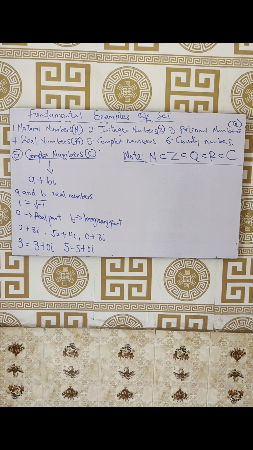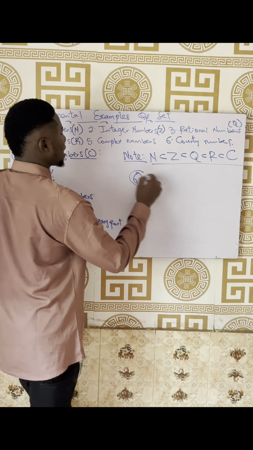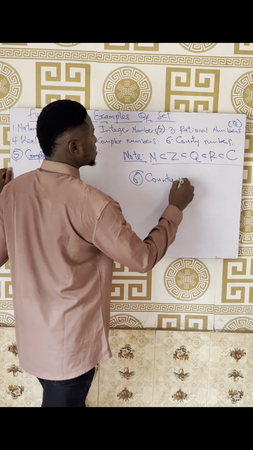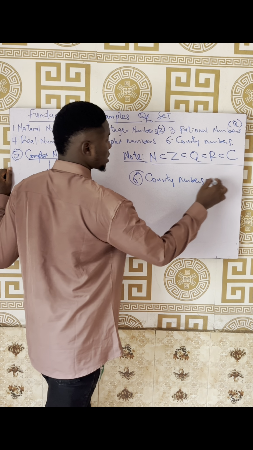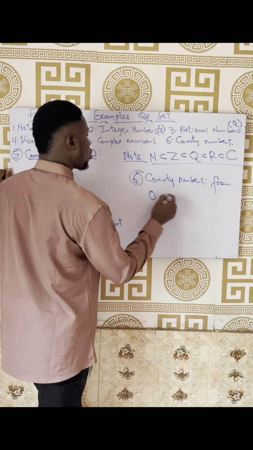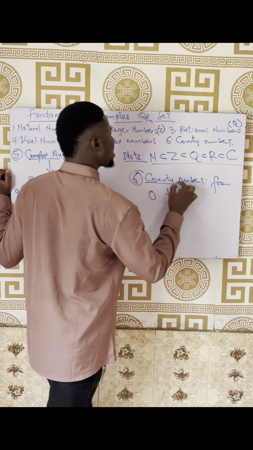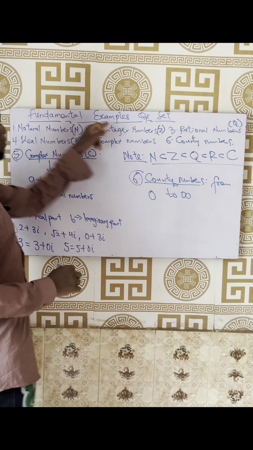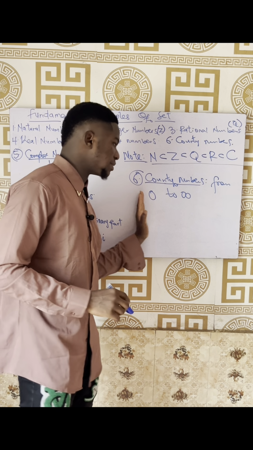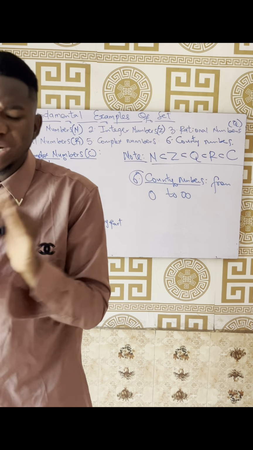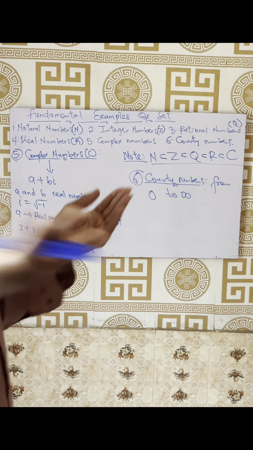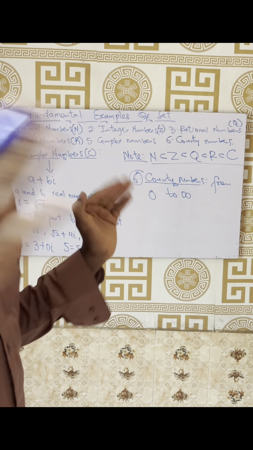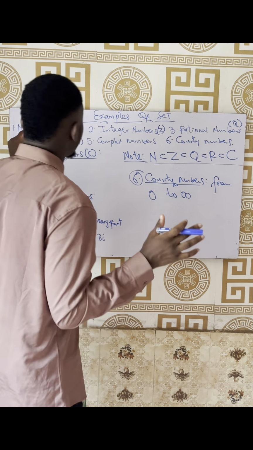What are counting numbers? Now let's talk about counting numbers. Counting numbers are numbers that start from 0 to infinity. Now you will be wondering what the major difference is between counting numbers and natural numbers. Natural numbers start from 1 to infinity, while counting numbers start from 0 to infinity. So the difference between natural numbers and counting numbers is just 0.